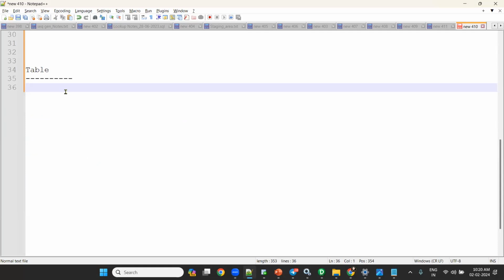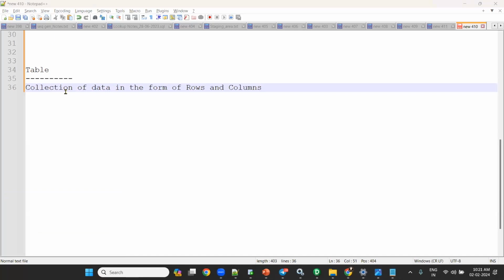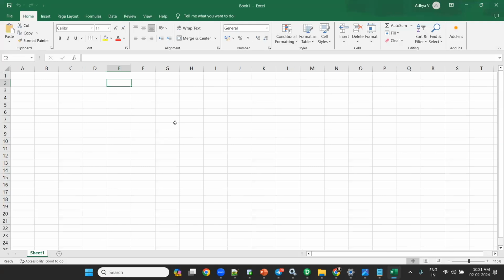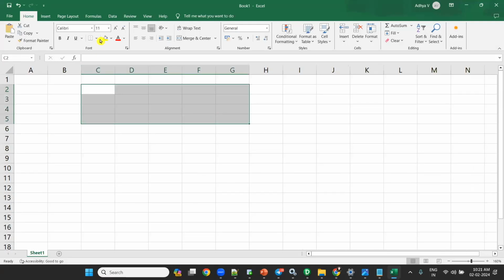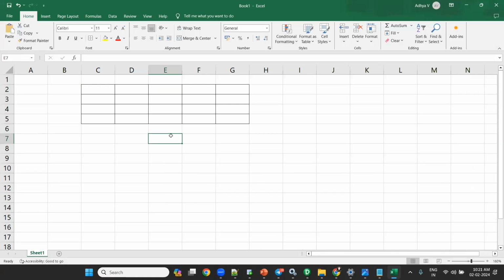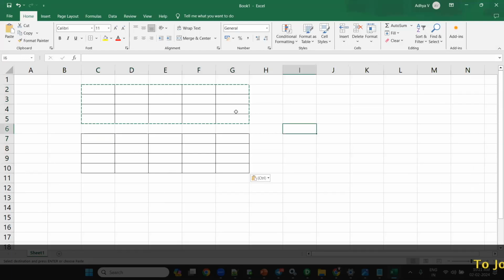A table is a collection of data in the form of rows and columns. Are you clear, please? So a table will look like this. I'm just showing you an Excel sheet, but this is not a table. I'm showing you that a table will have rows and columns, correct?